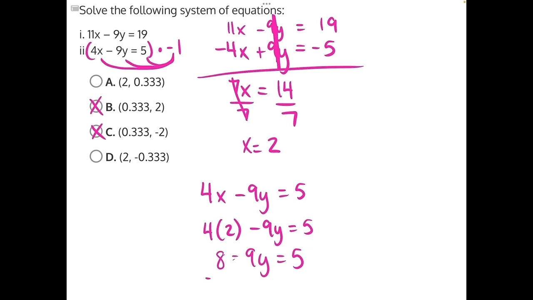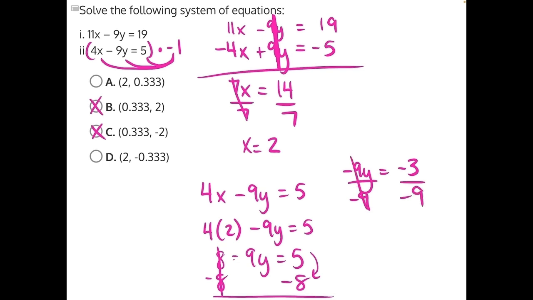Then we'll need to do opposite operations and subtract 8 from both sides. These will cancel, leaving us with -9y is equal to 5 minus 8, which will give us -3. Now, -9 is being multiplied to y, so the opposite operation here is division. These will cancel, leaving us with y is equal to -3 over -9. Those negatives will cancel each other out, and we can go ahead and simplify by dividing the top and the bottom by the greatest common factor of 3. And altogether, that will give us y is equal to +1/3, or the decimal 0.333, repeating, making answer choice A our correct answer.